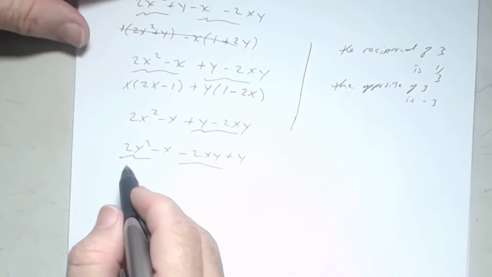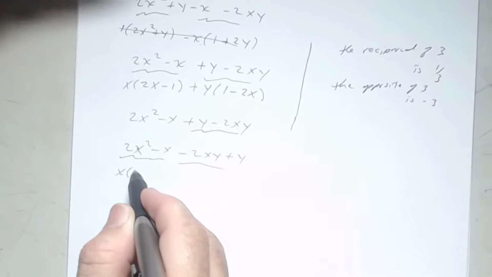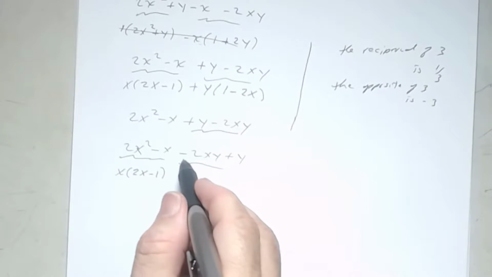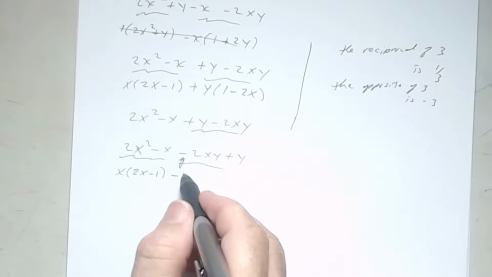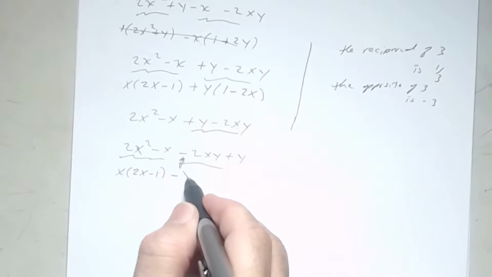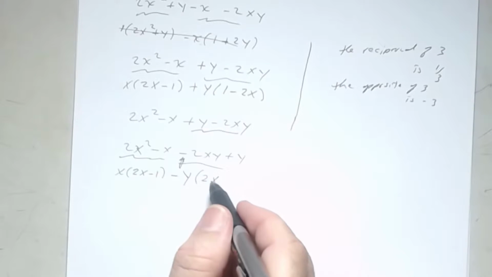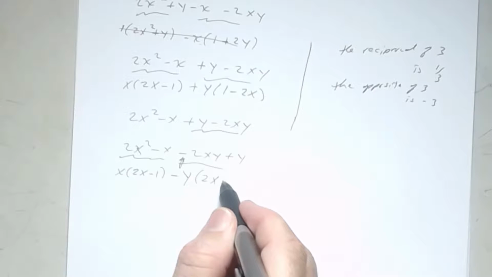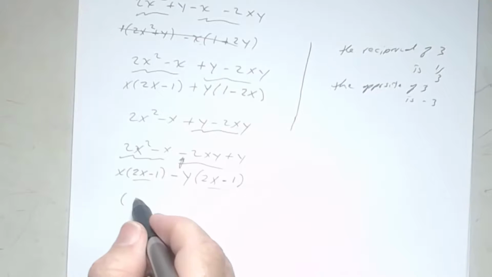And then I'm going to group. What can I do with the first group? The x times 2x minus 1. From the other group, see this is subtraction? So you got your negative outside the parentheses. Negative y times positive 2x. A negative times a positive is a negative. And a negative y times a positive 1 is negative 1. Now are these the same? Yes. Okay, so what's the answer?